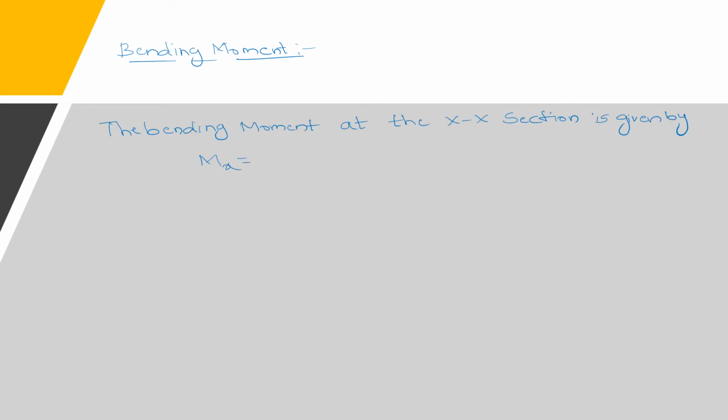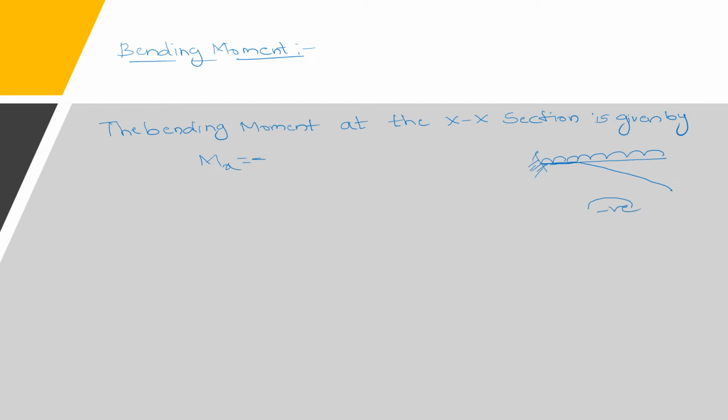The bending moment at the section XX is given by M suffix x equals. Here we know that the cantilever beam, if suppose this is a cantilever beam, on this cantilever beam the load is acting in this direction. So the deflection curve or the elastic curve for this is here, this is fixed, so it is continuous up to some portion, then it will deform like this. So here the bending moment, the elastic curve is like this. So the sign convention for this is negative.